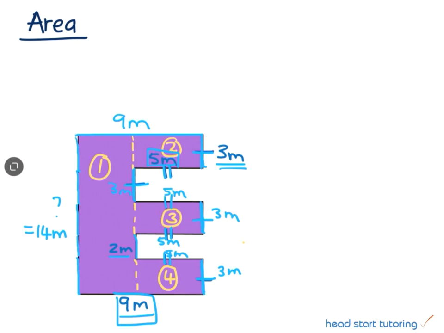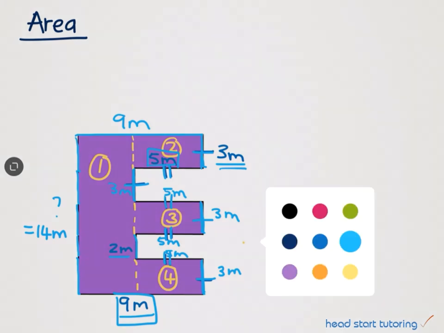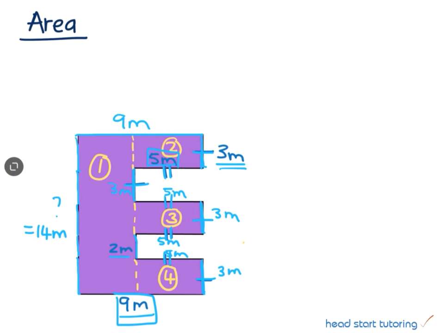Now that we've got all our dimensions and all our measurements, we can now start working on the area of each of our little rectangles. So let's start. The area of an irregular shape, remember we need to add all the different shapes up according to how we've divided it up. So we've got the area of shape 1 plus the area of shape 2 plus the area of shape 3 plus the area of shape 4.